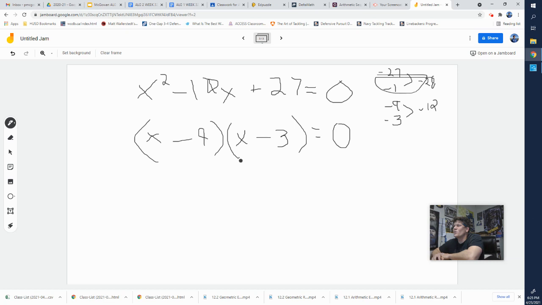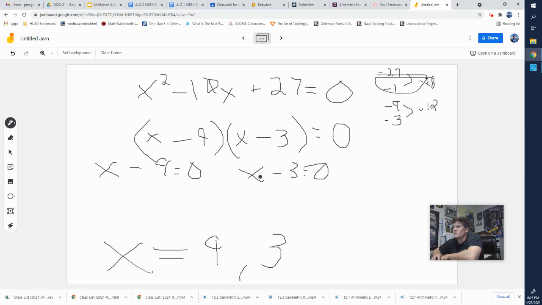Remembering that shortcut, you could already predict what those answers are going to be. Opposite of minus 9 is a positive 9. Opposite of minus 3 is a positive 3. But I just want to show you, because it's the first time, why that shortcut works. You've got x minus 9 equals 0. You've got x minus 3 equals 0. Do the opposite of minus 9 to solve. You add it. 0 plus 9 becomes positive 9. Get rid of minus 3 by adding it. 0 plus 3 becomes positive 3.